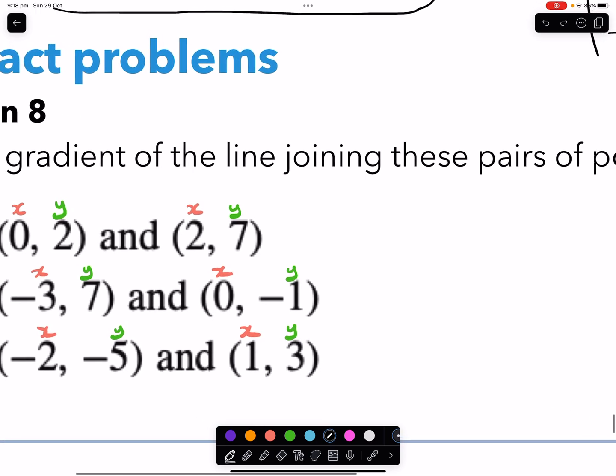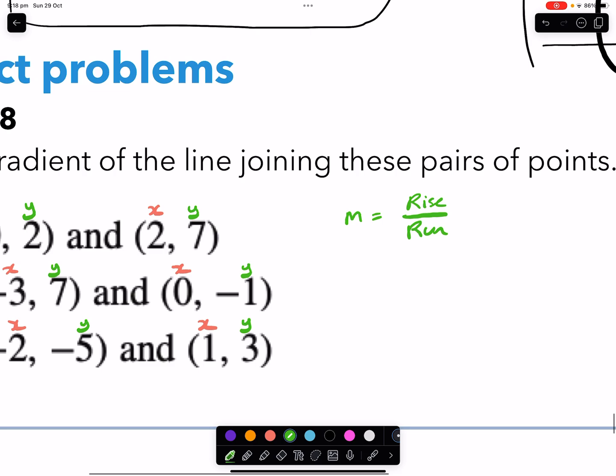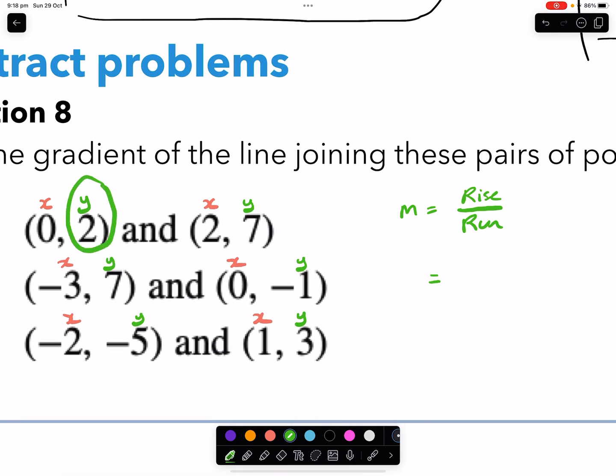So looking at this, we'll do our rise over run. How much have they risen? They started off with a y position of 2, and they finished at a y position of 7. That's actually gone up by a few spaces. That's actually gone up by 5.